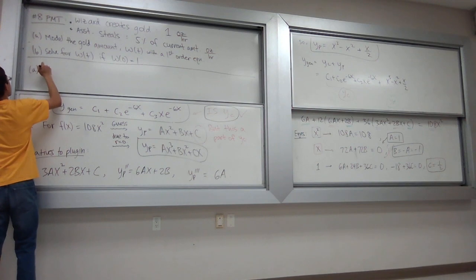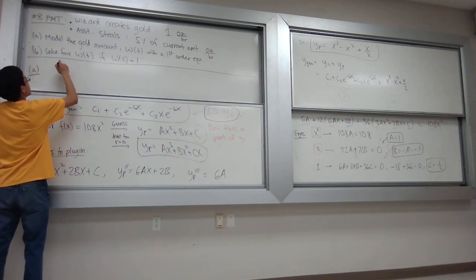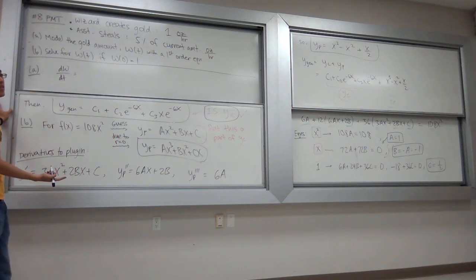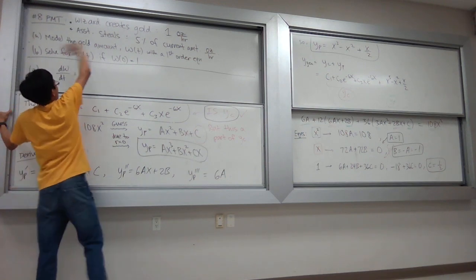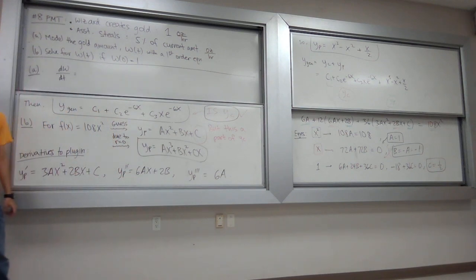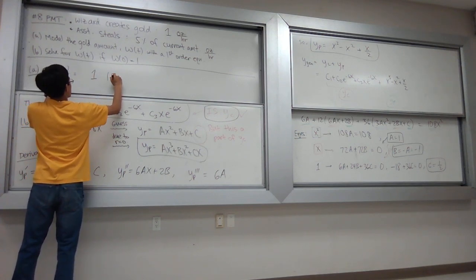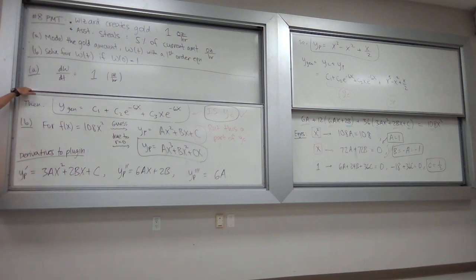Okay? So A. So dW/dt. So if we create 1 ounce per hour, what should we probably do on the right side here? Suppose you forget about the guy stealing, right? Suppose you just create gold at 1 ounce per hour. What's your rate of change of gold then? 1 ounce per hour, right? It's 1. You don't have to include the units. I'll just write in parentheses. But it's just 1. Right, that's the created part.